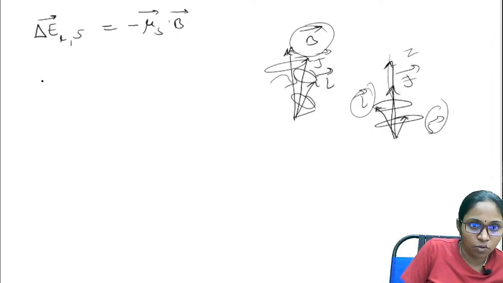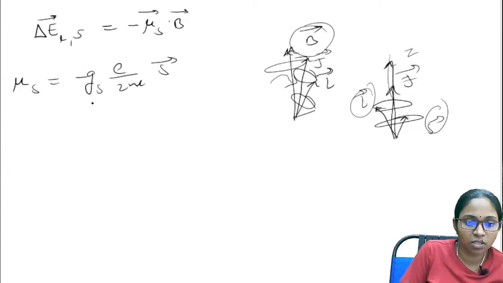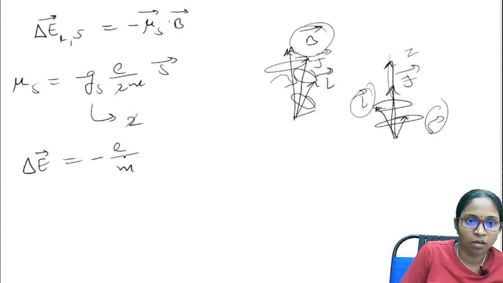As we know, mu S is equal to minus g_s times e by 2m times S bar, where this g_s value is 2. Therefore, delta E bar is equal to minus 2 to cancel, e by m. We have one more minus sign here, minus of e by m into S bar into B bar.